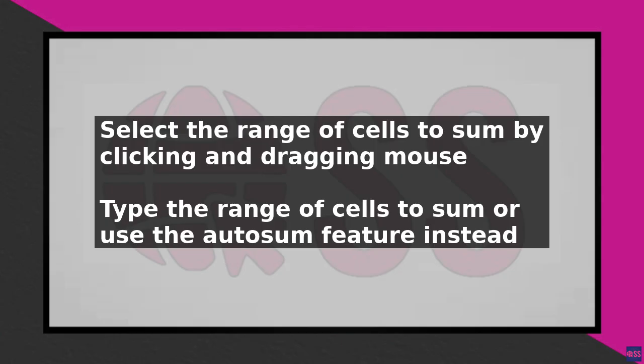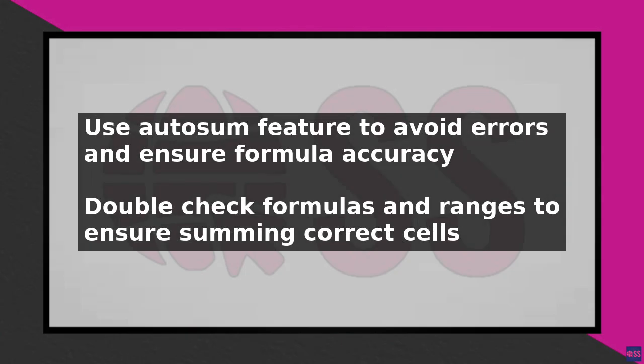Best practice is to use the AutoSum feature whenever possible, as it helps to avoid errors and ensures that your formulas are accurate. Additionally, make sure to double-check your formulas and ranges to ensure that you are summing the correct cells. In conclusion, summing a column in Google Sheets is a simple process that can be completed in just a few steps.